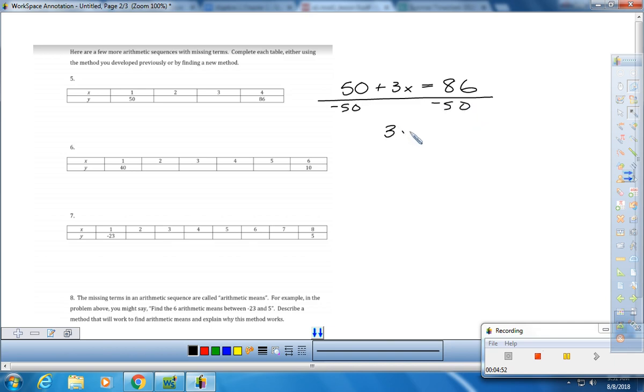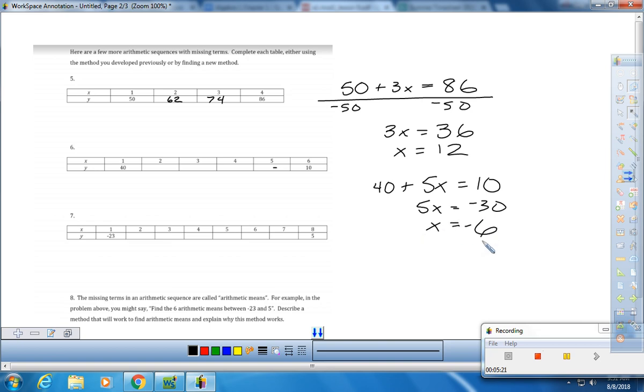Just x is 12, 50, 62, 74 should end at 86. We got 1, 2, 3, 4 open blanks, so it's going to be 5x. X is negative 6. 40 minus 6 is 34. Minus 6 is 28. Minus 6 is 22. Minus 6 is 16. Minus 6 is 10. Now we're cooking with gas.